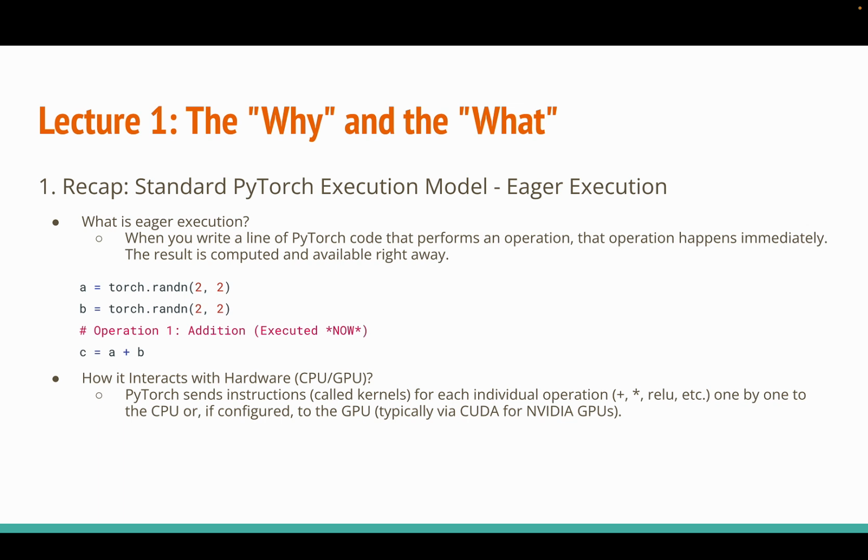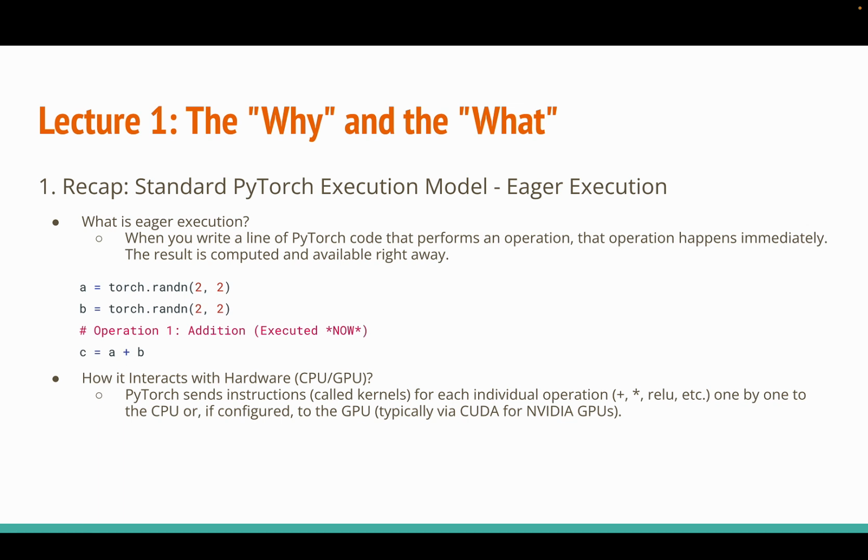So below, I give a very simple Python code. Here A equals a random matrix, and B also equals a 2x2 matrix. On the third line, we have C equals A plus B. When we add this third line, PyTorch will compute the value of C immediately. So how does it work internally? PyTorch will send instructions for each individual operation one by one to the GPU or CPU. In this case, it will send this addition operation right away when it hits the third line.